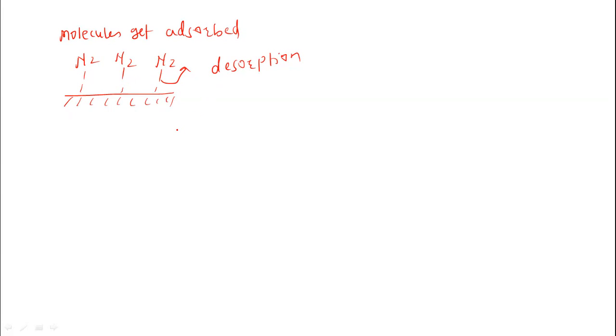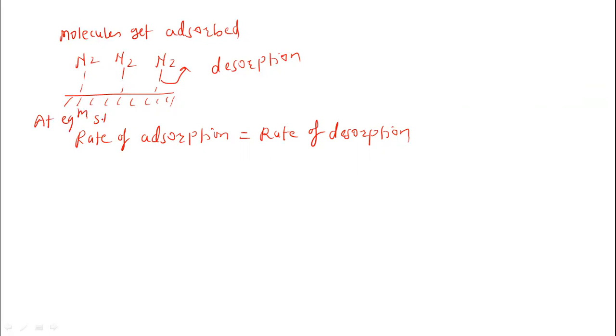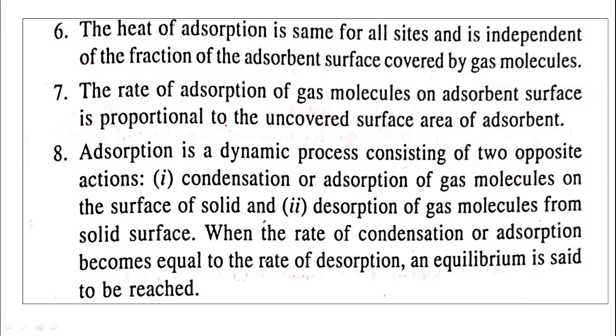So there is a dynamic process. The rate of adsorption becomes equal to the rate of desorption. That is, there is a dynamic equilibrium. At the equilibrium stage, the rate of adsorption becomes equal to the rate of desorption. So these are the assumptions of Langmuir's adsorption isotherm.